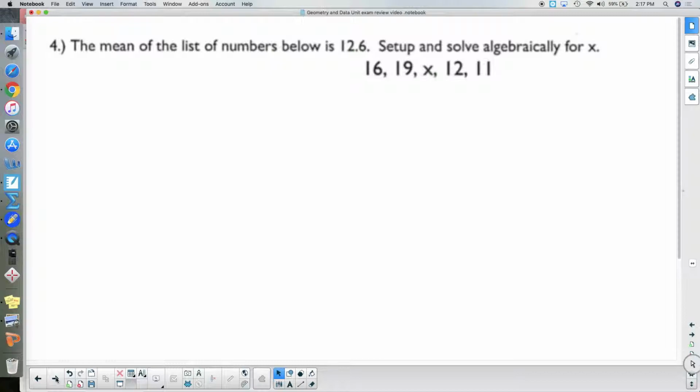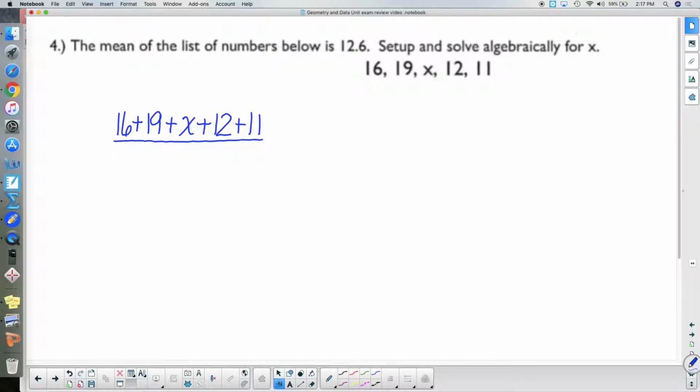For number 4, algebra's got to kick in here. They said that the mean is 12.6. So someone already did the algebra and got 12.6. So we want to show what their algebra would have looked like. To get the mean, they would have had 16 plus 19 plus the one we don't know plus 12 plus 11. And after they added them all up, and don't worry about the x being in there, they would have divided by 5 because there's 5 scores. And if they did that, they would have gotten 12.6.